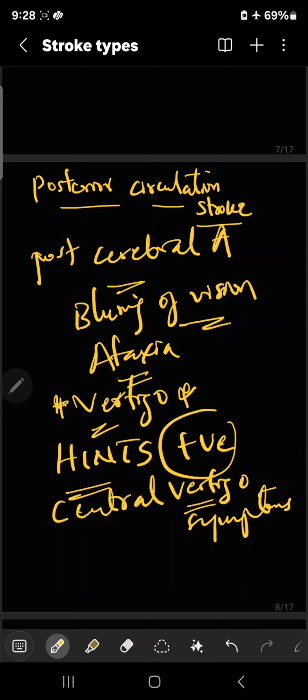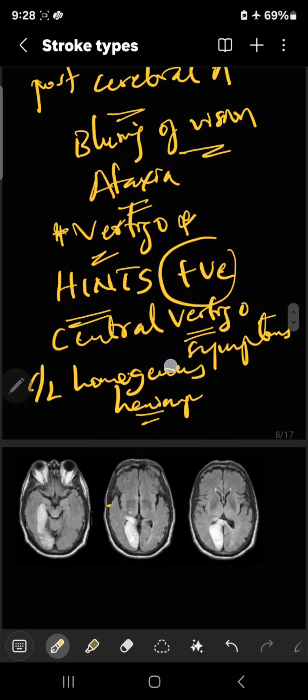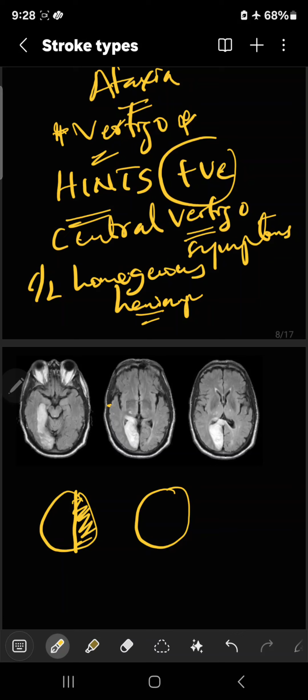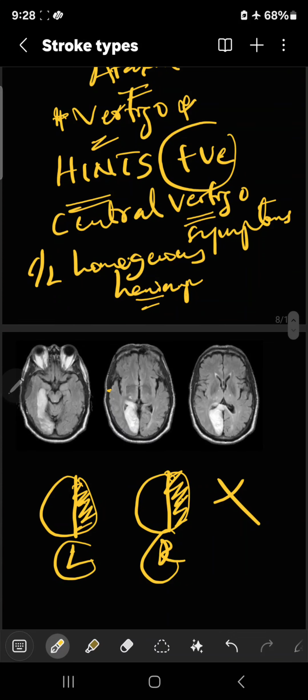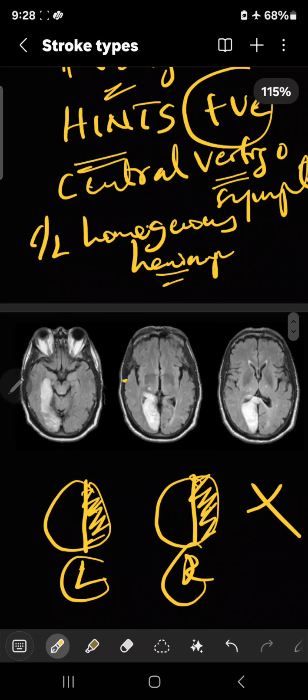And one more thing, the patient will have contralateral homonymous hemianopia. Contralateral homonymous hemianopia is, these are the eyes, this is the vision, this part and this part, left and right. So this visual field and this visual field will be lost, and this is the posterior circulation stroke.